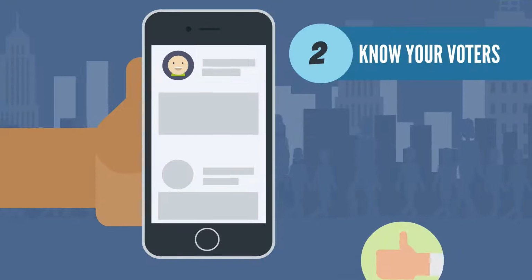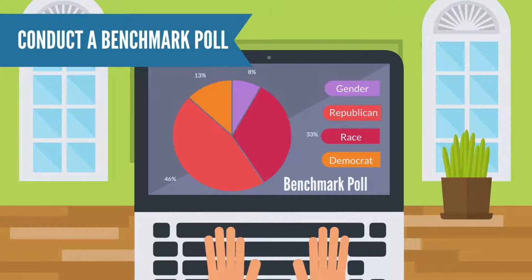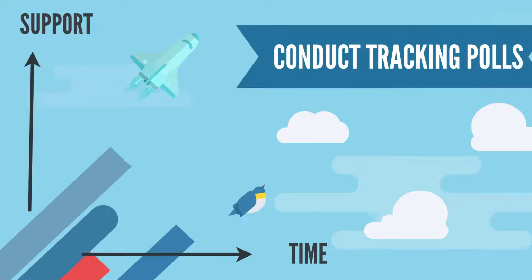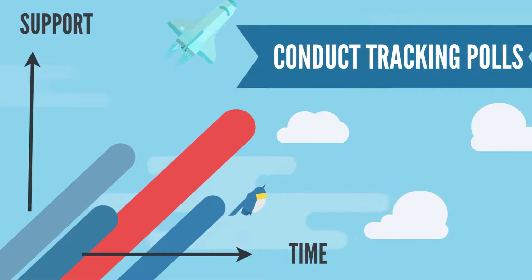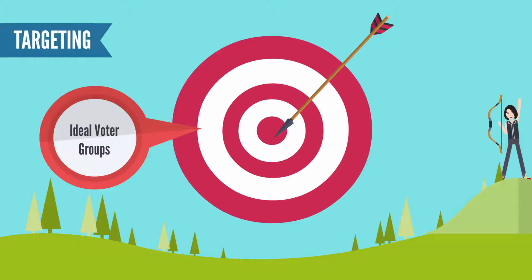Step 2. Know who your voters are. To know where you stand among voters before campaigning, conduct a benchmark poll to see your voter demographics. You can also conduct tracking polls to determine your voter support over time. Based on the results of these polls, target specific voter groups that you're trying to reach or persuade.